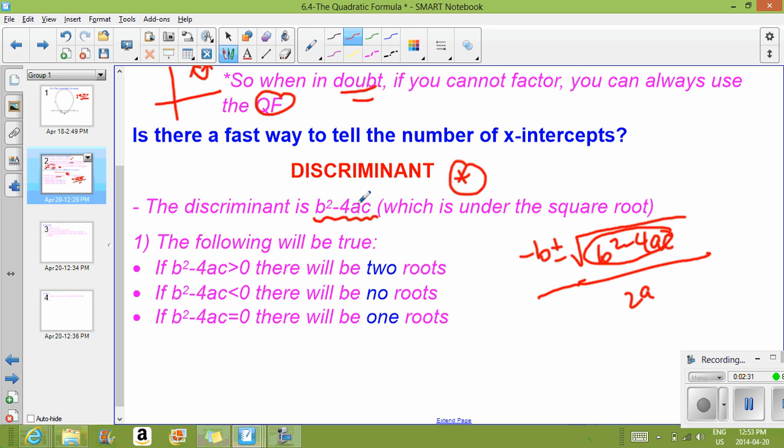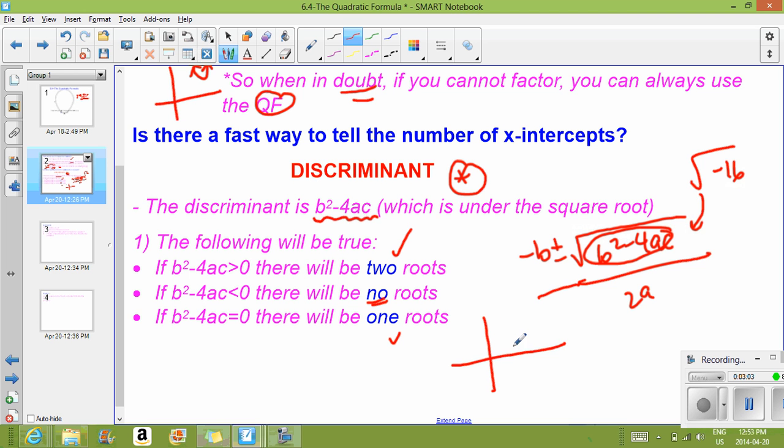How does this help you tell the number of roots? Well, if this discriminant is greater than 0, bigger than 0, so 1, 2, 3, 4, 5, this will always tell you that there are 2 roots or 2 x-intercepts. If it's less than 0, or a negative number, this will tell you that there are no roots, which makes sense because if it's under the square root and you end up with a negative number, can you take the square root of a negative? If you try it in your calculator, you will get an error. You cannot. If this equals 0, there will be 1 root.